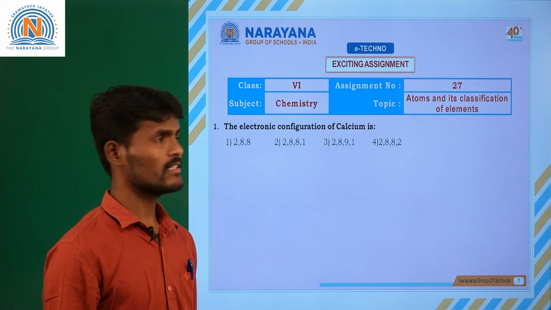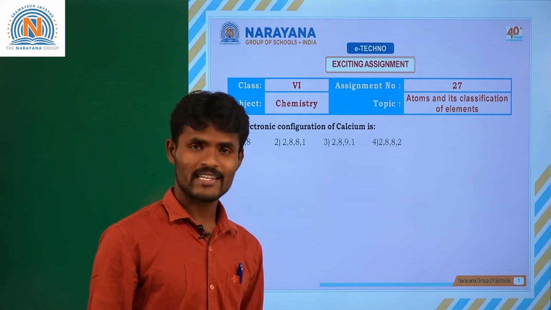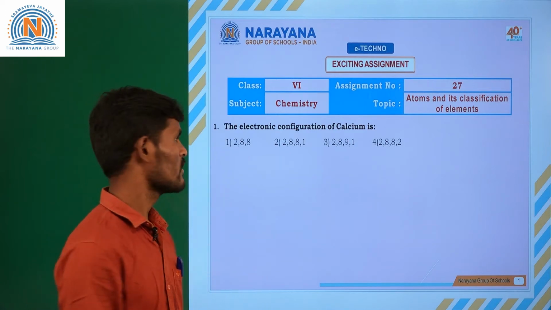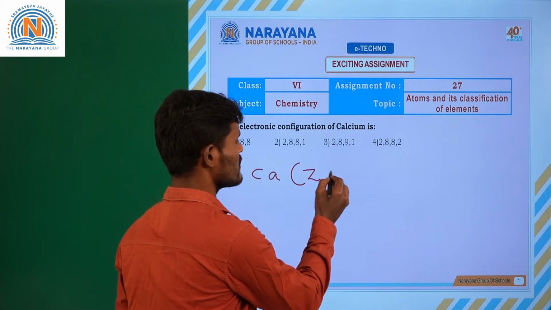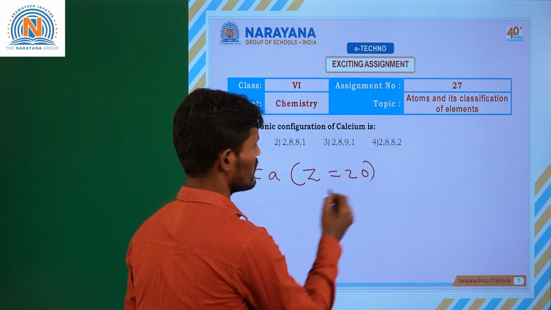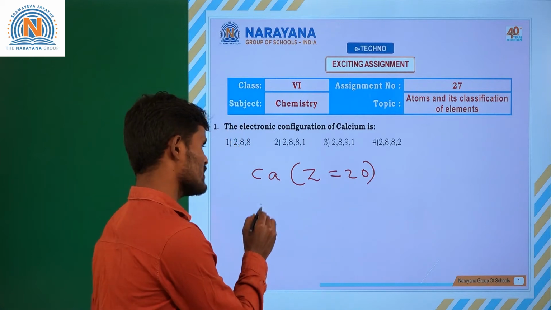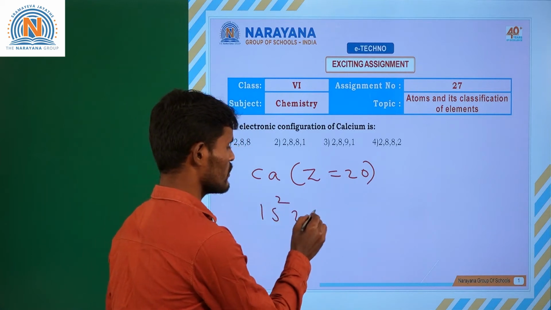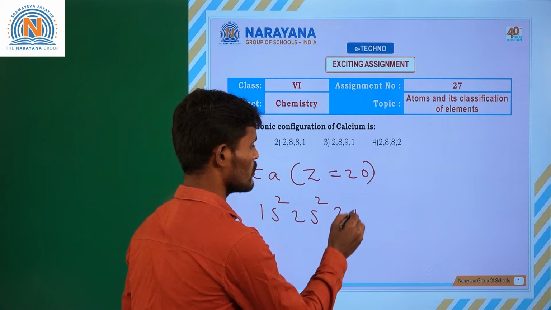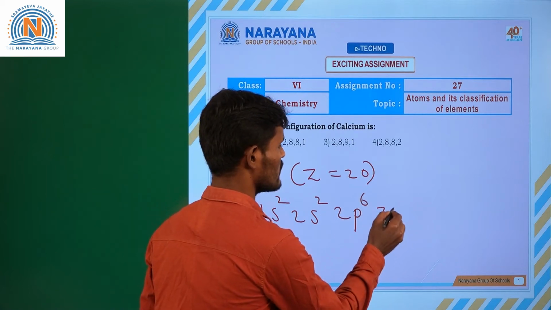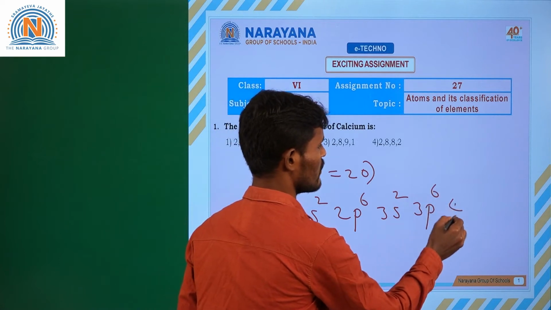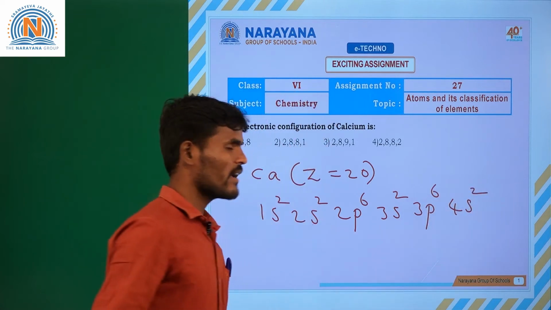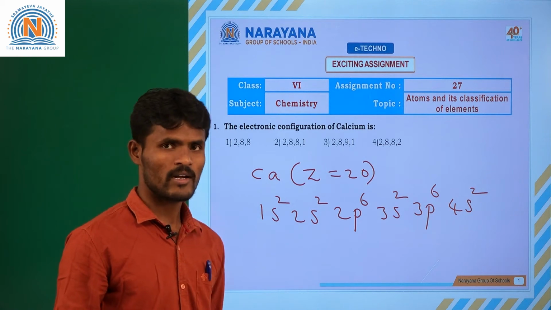Our first question is: the electronic configuration of calcium is. The atomic number of calcium is 20. Its electronic configuration is 1s2, 2s2, 2p6, 3s2, 3p6, 4s2. This is the electronic configuration of the calcium atom.